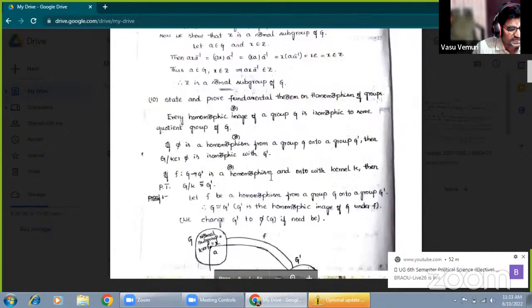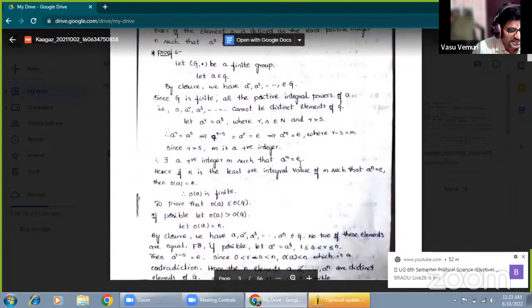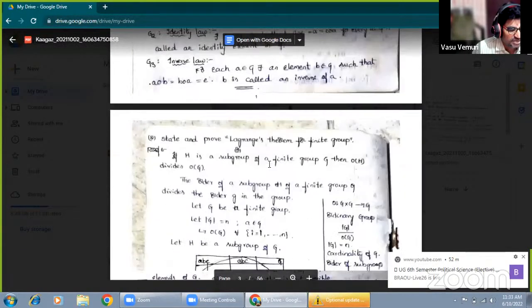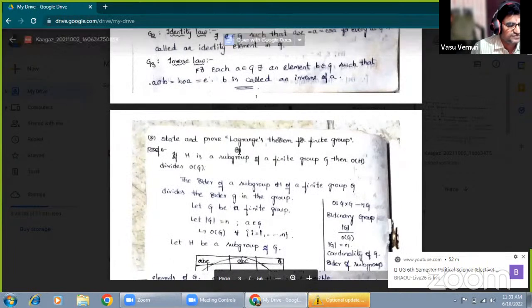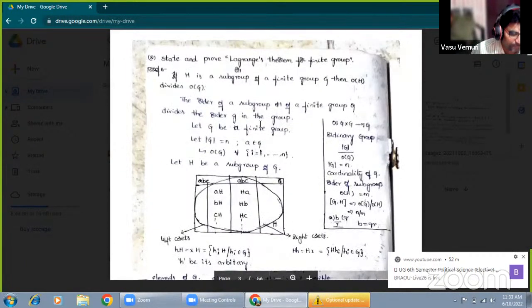State and prove Lagrange theorem for finite groups. This is given in the examination: state and prove Lagrange theorem for finite groups. This theorem is very, very important. Tomorrow we will discuss cosets of subgroups, and using cosets we will explain the Lagrange theorem. But today, this is also one of the important concepts, just after the completion of this theorem.